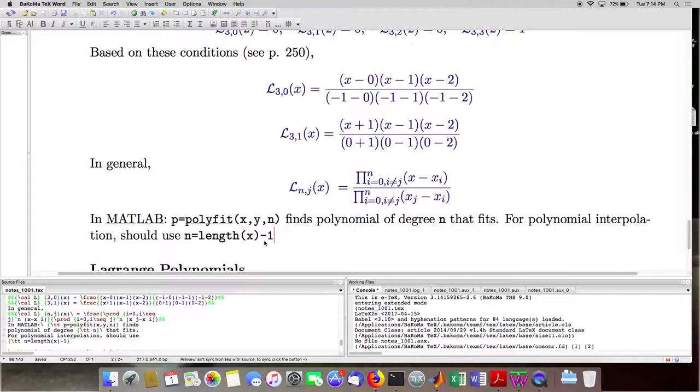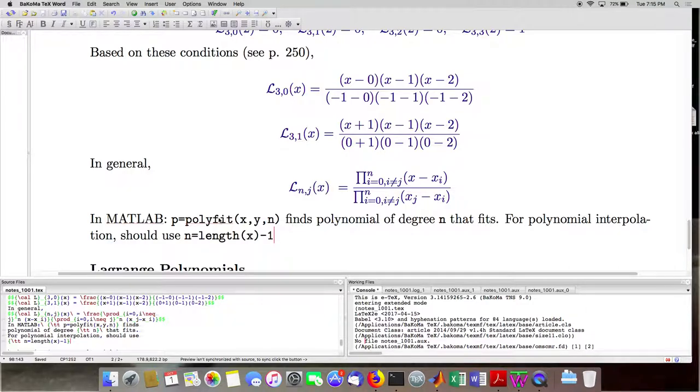Oddly enough, though, I was quite disappointed to find that polyfit actually uses the terrible technique that I was telling you about. I'm not sure what they were thinking there, but I guess if n is pretty small, it may not be such a big deal. It's something I personally object to.